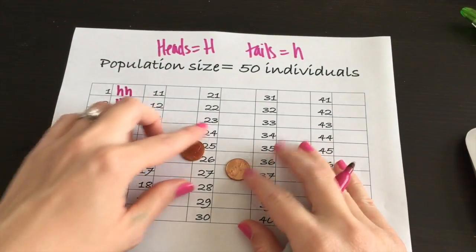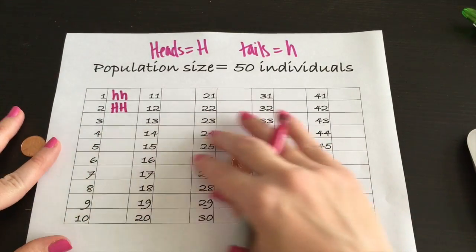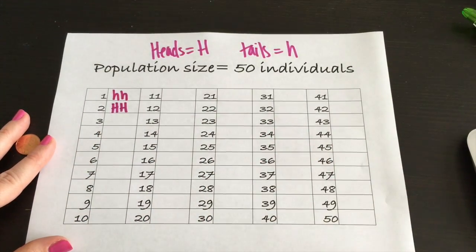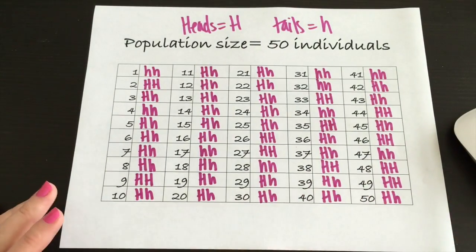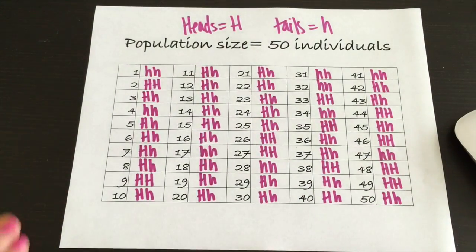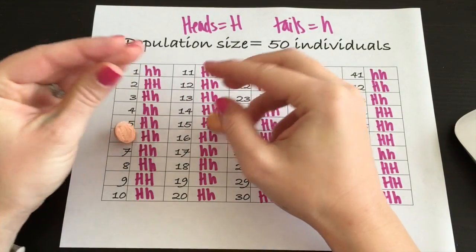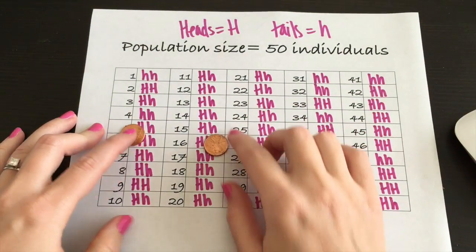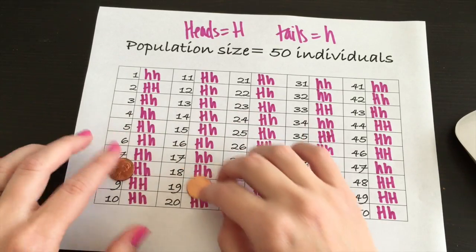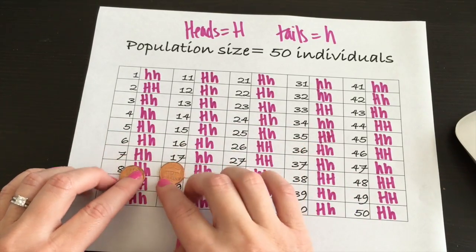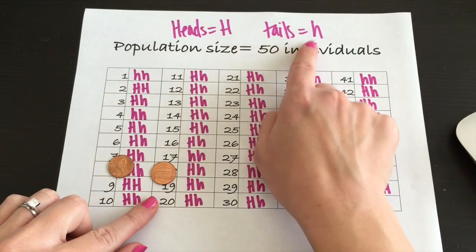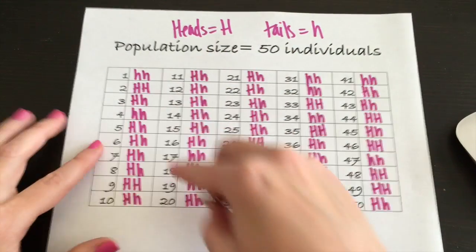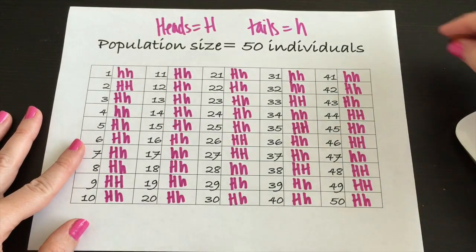I'm going to skip ahead and flip this 50 times so that we get an entire population. And then I'll be back. Okay, so now I'm finished. I flipped the pennies 50 times and then got the genotype. So again, I got this one's heads and then tails. If you get heads, that's H. If you get tails, it's little h. So here are all the genotypes that I got after flipping the pennies 50 times.